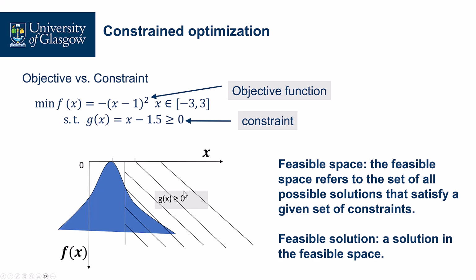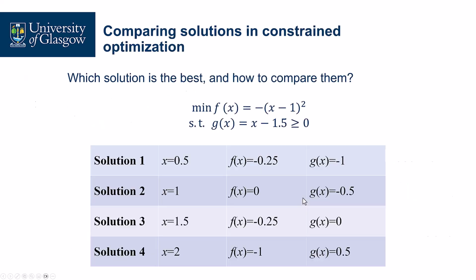So here is g(x) larger than or equal to 0, right? In the feasible space, the solutions, we call them feasible solutions, right? So feasible solutions. Now we understand the constraint optimization.